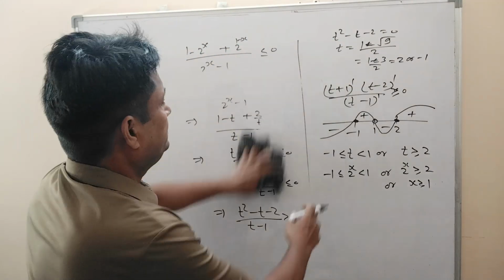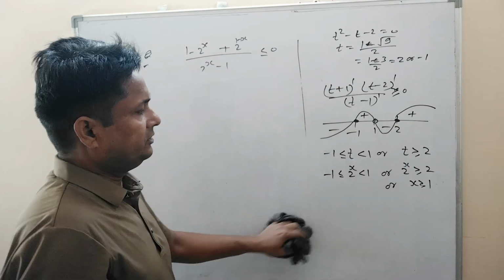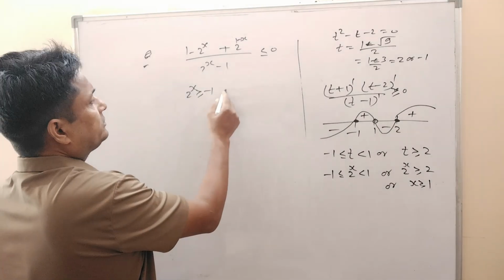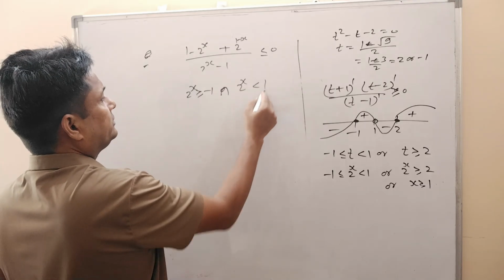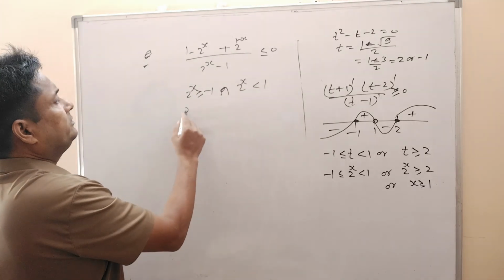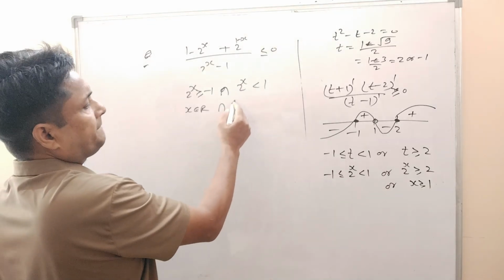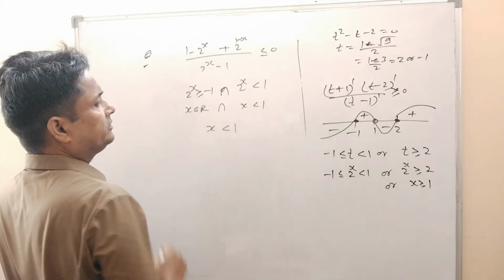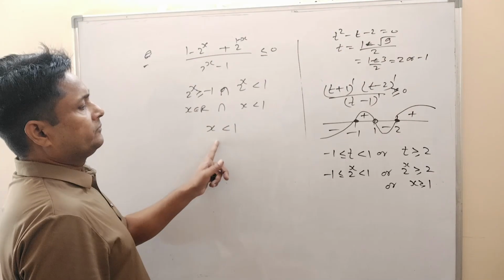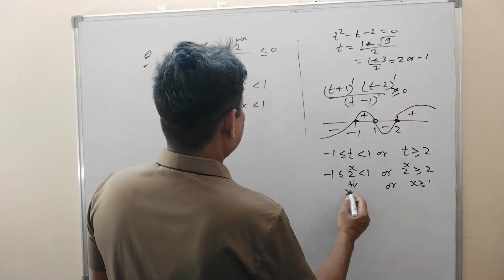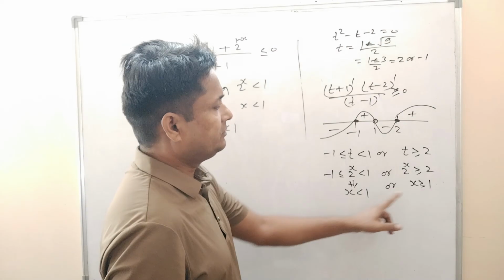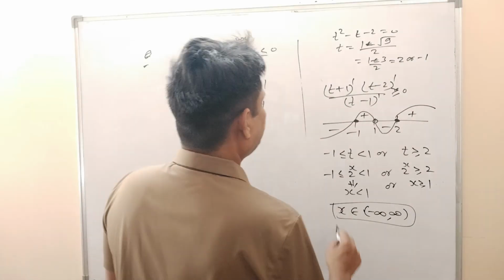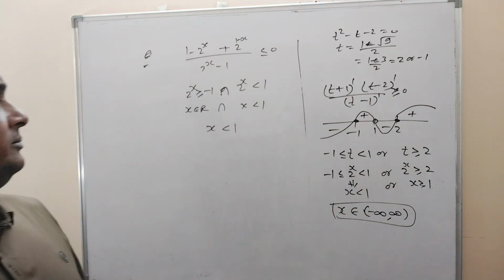In this case, we have to solve this inequality. So 2 to the power x is greater than or equal to -1, intersection 2 to the power x less than 1. From the first one, the answer will be x belongs to R, intersection with the second, x less than 1. If you take the intersection, the answer will be less than 1. So for this inequality, the answer is less than 1. Now take the union of both cases. If you take the union of both cases, the answer will be -infinity to infinity in this case.